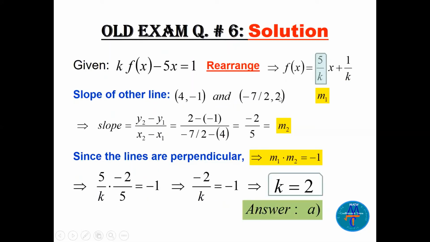Let's find the slope. So y2 minus y1 over x2 minus x1, minus 7 over 2 minus 4. You need here to do a little arithmetic calculation, please. Try it yourself and you will find minus 2 over 5 is m2. So we take now the product of the slopes, which is minus 1. So m1 is 5 over k, m2 is minus 2 over 5, you multiply them, you cancel the 5. So minus 2 over k is minus 1, k will be 2, and the answer is A. You can see that in A.